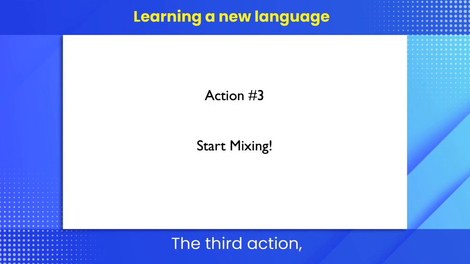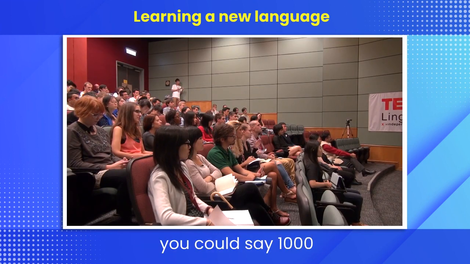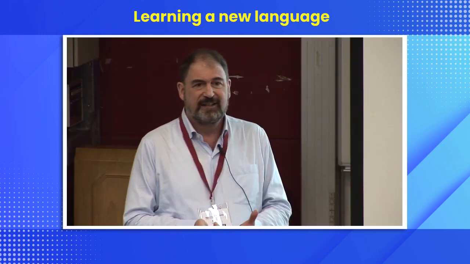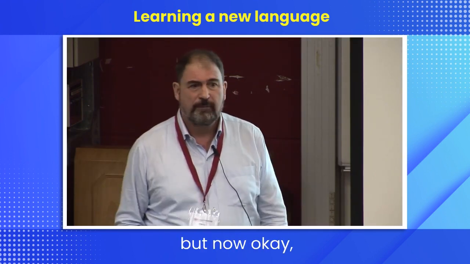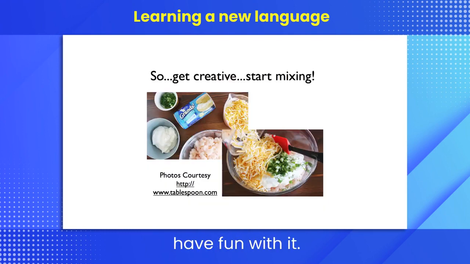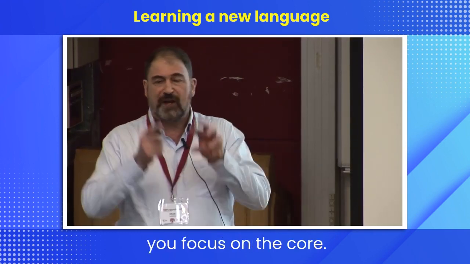The third action, start mixing. You probably have never thought of this, but if you've got 10 verbs, 10 nouns, and 10 adjectives, you can say 1,000 different things. Right? Language is a creative process. What do babies do? Okay, me, but, now. Okay, that's how they communicate. So start mixing, get creative, have fun with it. It doesn't have to be perfect, just has to work. And when you're doing this, you focus on the core.